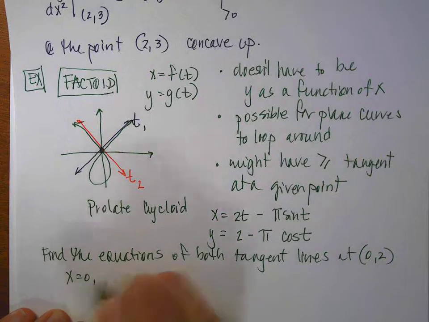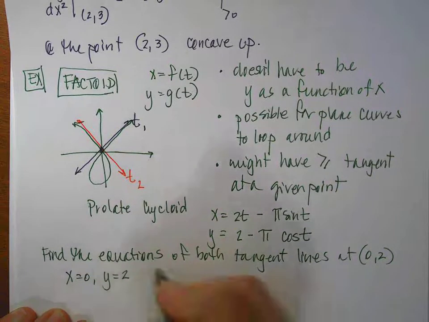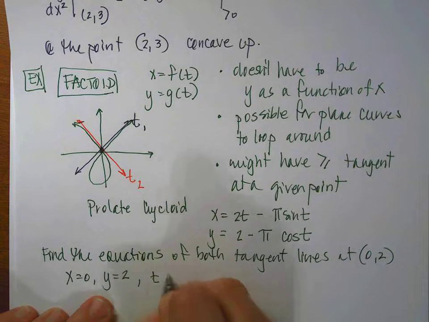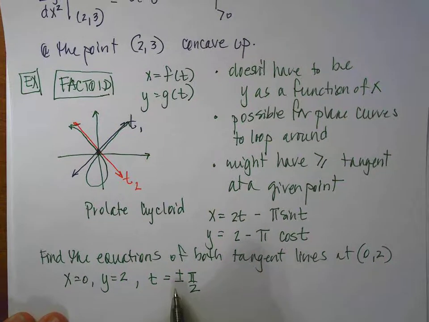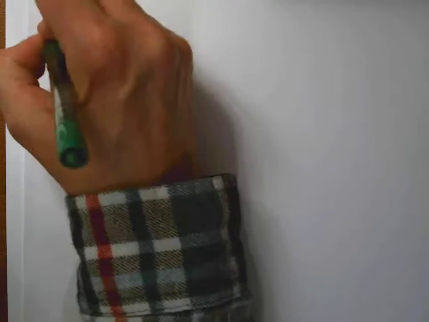If you'll notice, when x is 0, that means y is 2, and that means that t is going to equal plus or minus pi over 2. Since I have two versions of time, I'm going to write my two tangent equations. Alrighty, so I'm going to go to another sheet of paper.